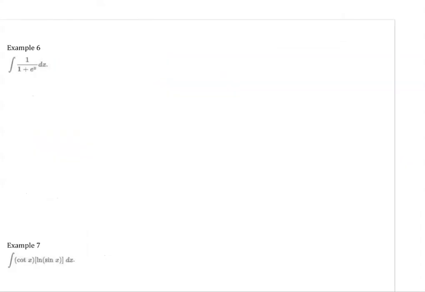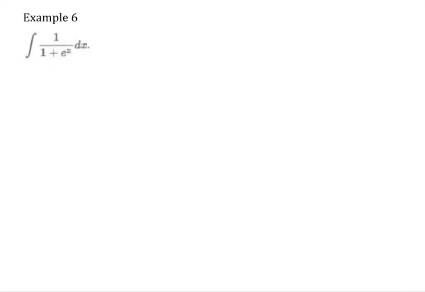Example 6 is a little tricky because there's a very specific little thing that we have to do in order to integrate this, because the problem that we run into is that if we try to choose u with this written as it is, as what's in the denominator, we get that du is e to the x dx, which we do not have in the integral. So this does not work.